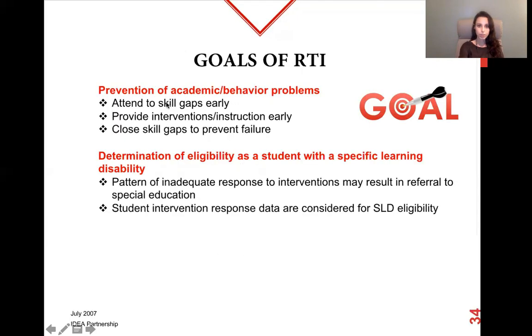We talked about this a little bit before. RTI can be used for both academic and behavioral reasons. And this is, once again, how we can also determine if students could potentially qualify for special education. If they get to the top of the RTI triangle and intervention is still not working for them, then it's time to start testing and seeing if special education is a needed option.